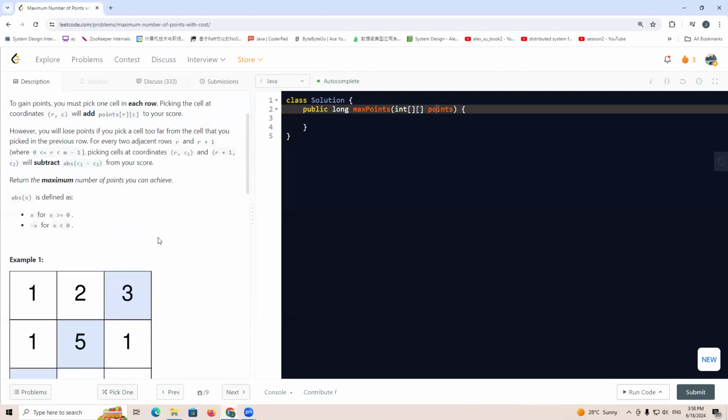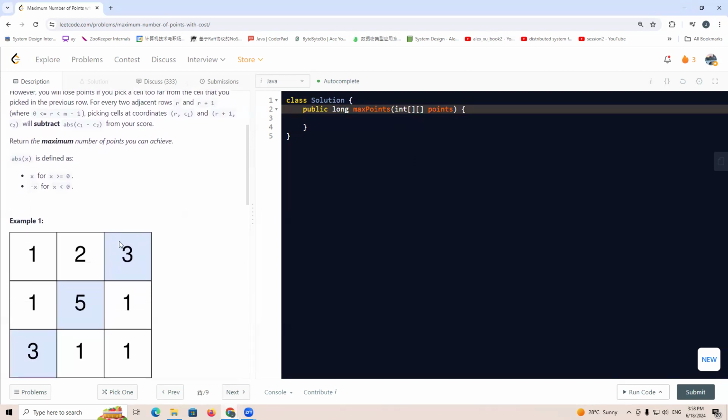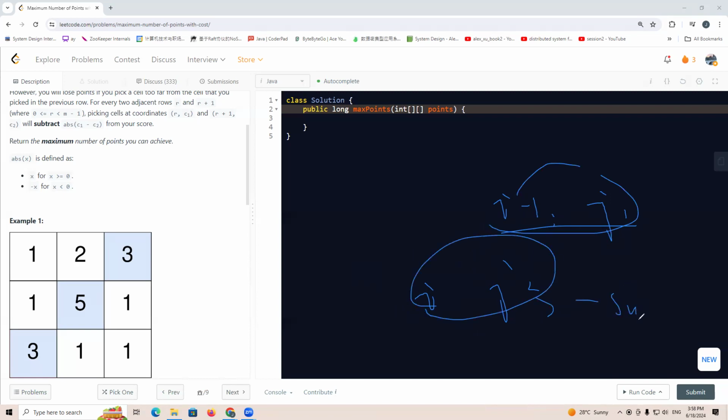point, right? There is one constraint: if we select cell (i minus 1, j1) in one row, and in the next row we select (i, j2), then instead of just adding these two points, we should also subtract the difference, that is the absolute value of j1 minus j2. Okay, so that is the column difference. So it asks what's the maximum points we can get.